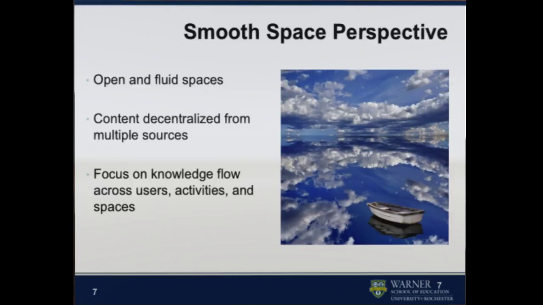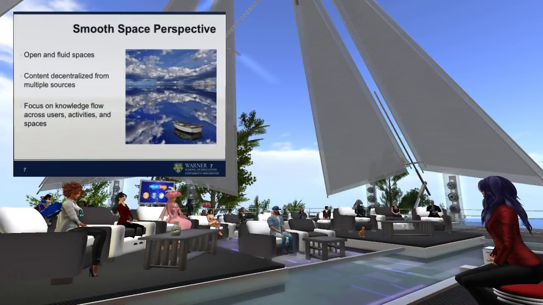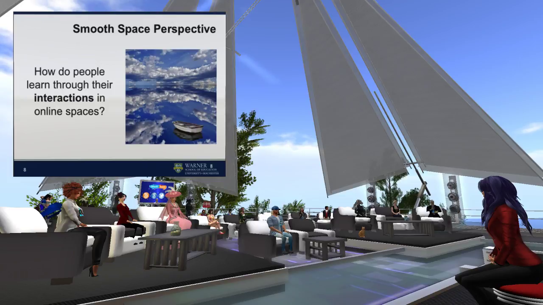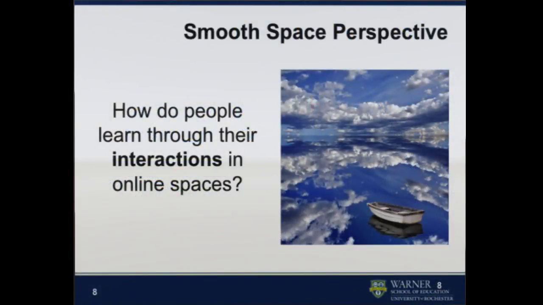On the other hand, smooth space perspectives can be described with the popular metaphor, surfing the net. These environments are viewed as open and fluid spaces where content is decentralized and may come from multiple sources. Smooth spaces focus on knowledge flow across users, activities, and spaces through experiences and participation. Now, unlike striated spaces, studies from smooth spaces study how people participate in a virtual space and what they learn through this participation. These studies are normally situated in informal social spaces like World of Warcraft, Facebook, chat rooms, and of course, Second Life.